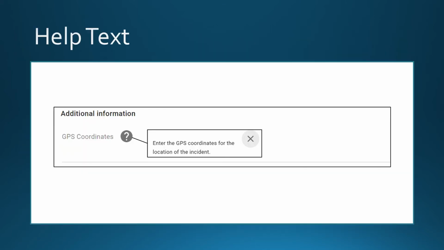Once you have selected a response type, you can choose to add help text to your custom field. Help text provides additional information that helps users better understand the desired response. When enabled, users can access the text by clicking on the help icon that appears next to the custom field. For example, you can add a custom field labeled GPS coordinates, with help text saying enter the GPS coordinates for the location of the incident.